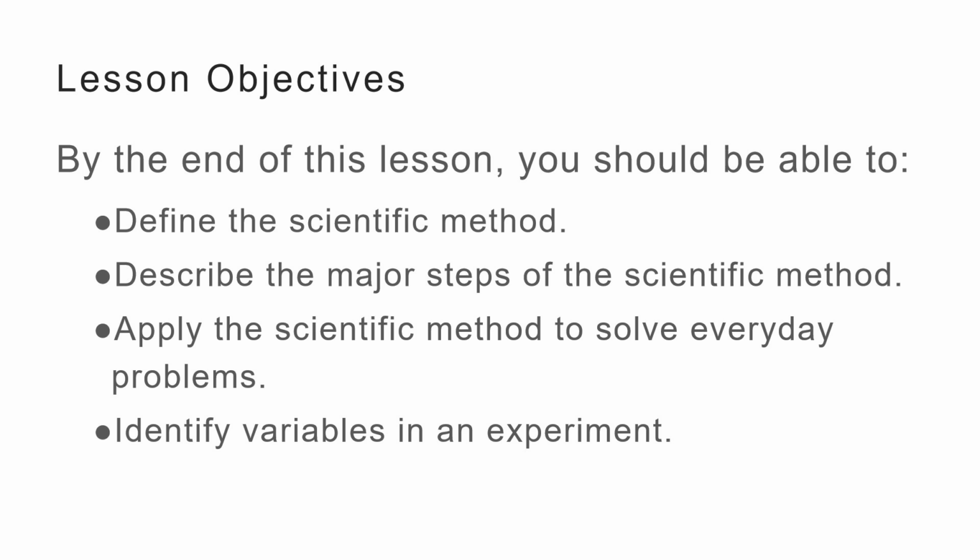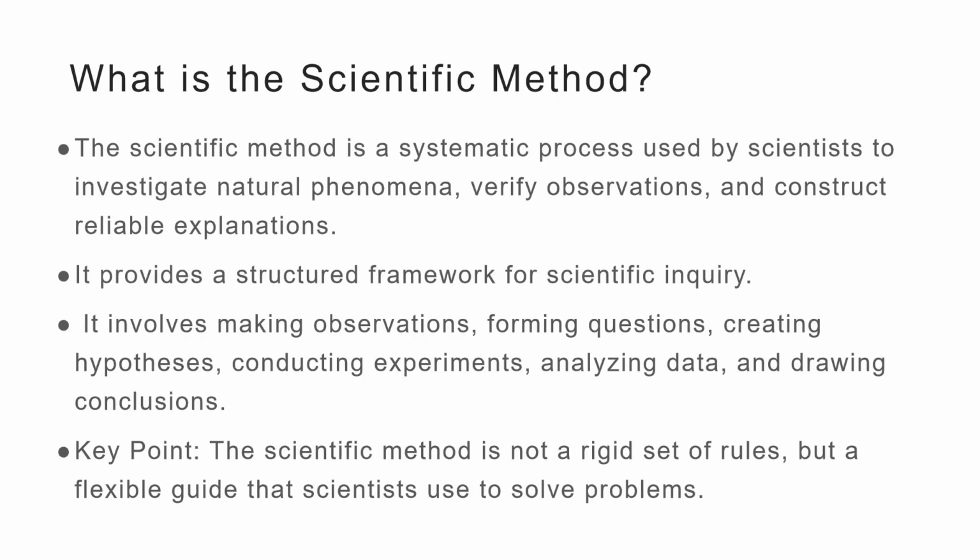What is the scientific method? So, what exactly is the scientific method? Well, the scientific method is a systematic process that scientists use to investigate natural phenomena. It is like a roadmap for discovery. It helps scientists verify their observations, construct reliable explanations and acquire new knowledge.